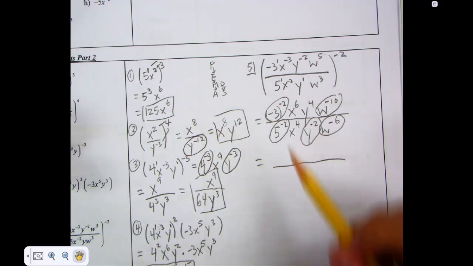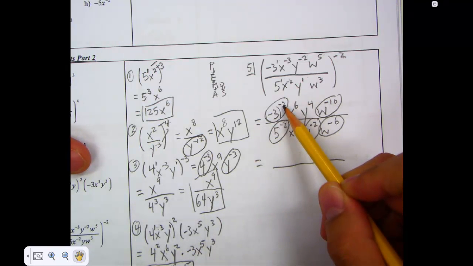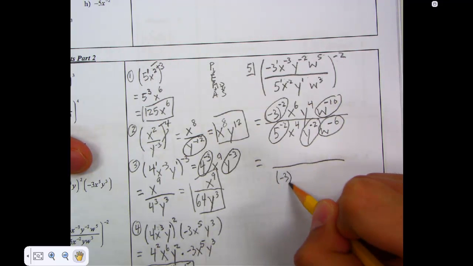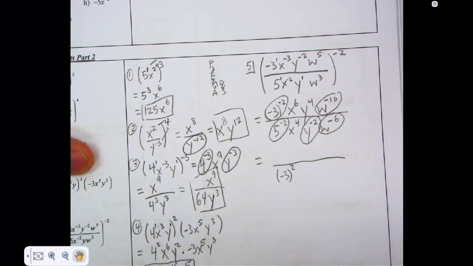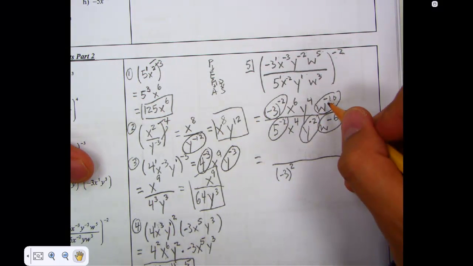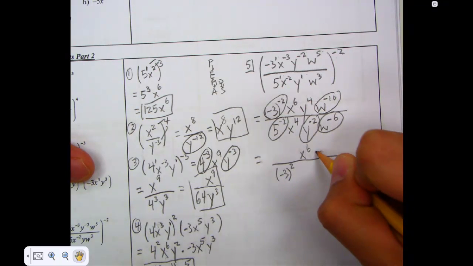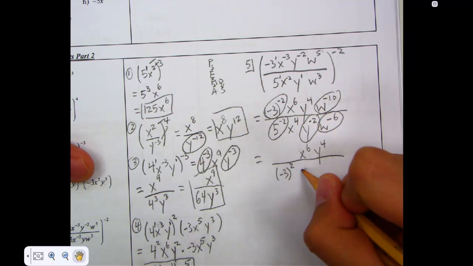So let's be careful. This right here, when we bring it to the bottom, only the exponent changes to a positive, not the base. So right here, it still stays negative 3, and the exponent changes to a positive. Okay, I still have x to the 6th on top, and y to the 4th on top. On the bottom, I still have x to the 4th.